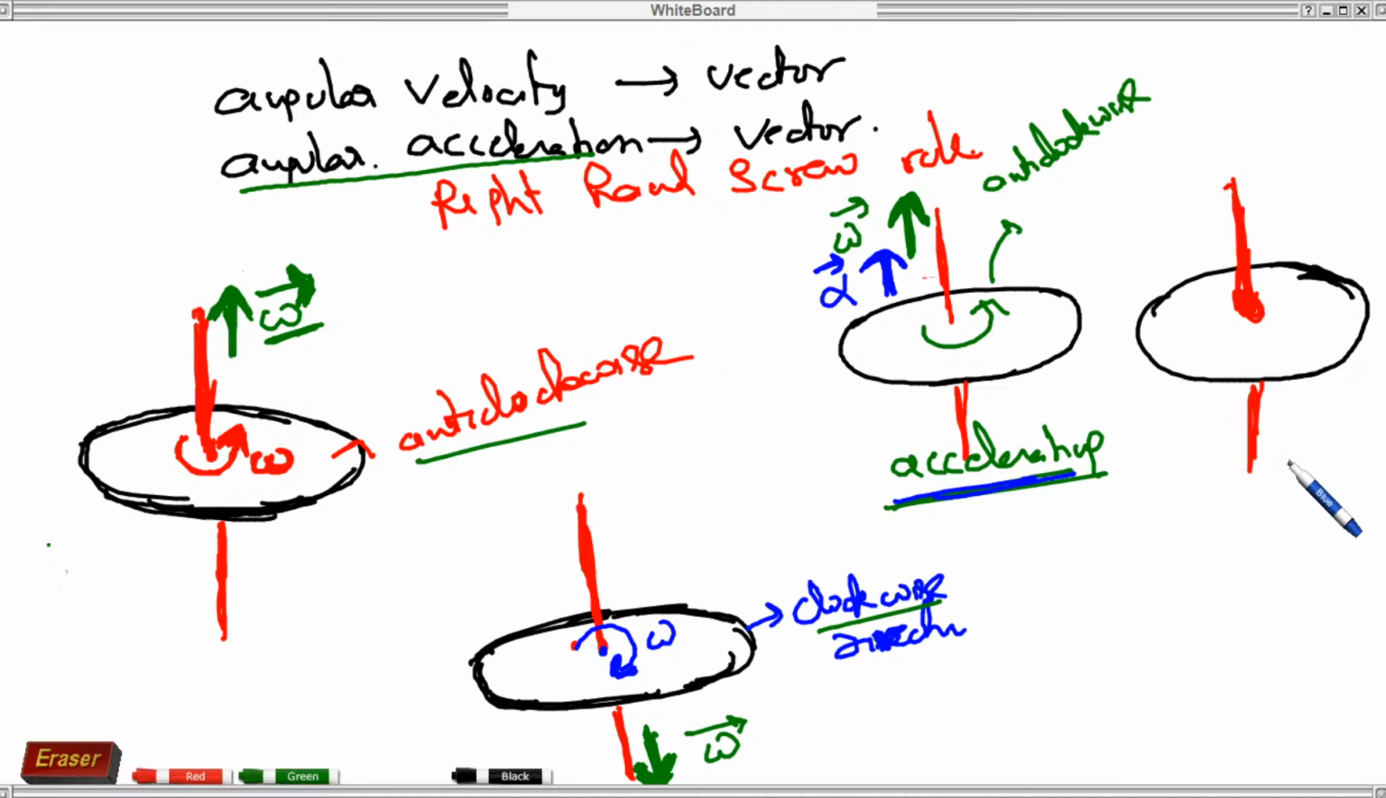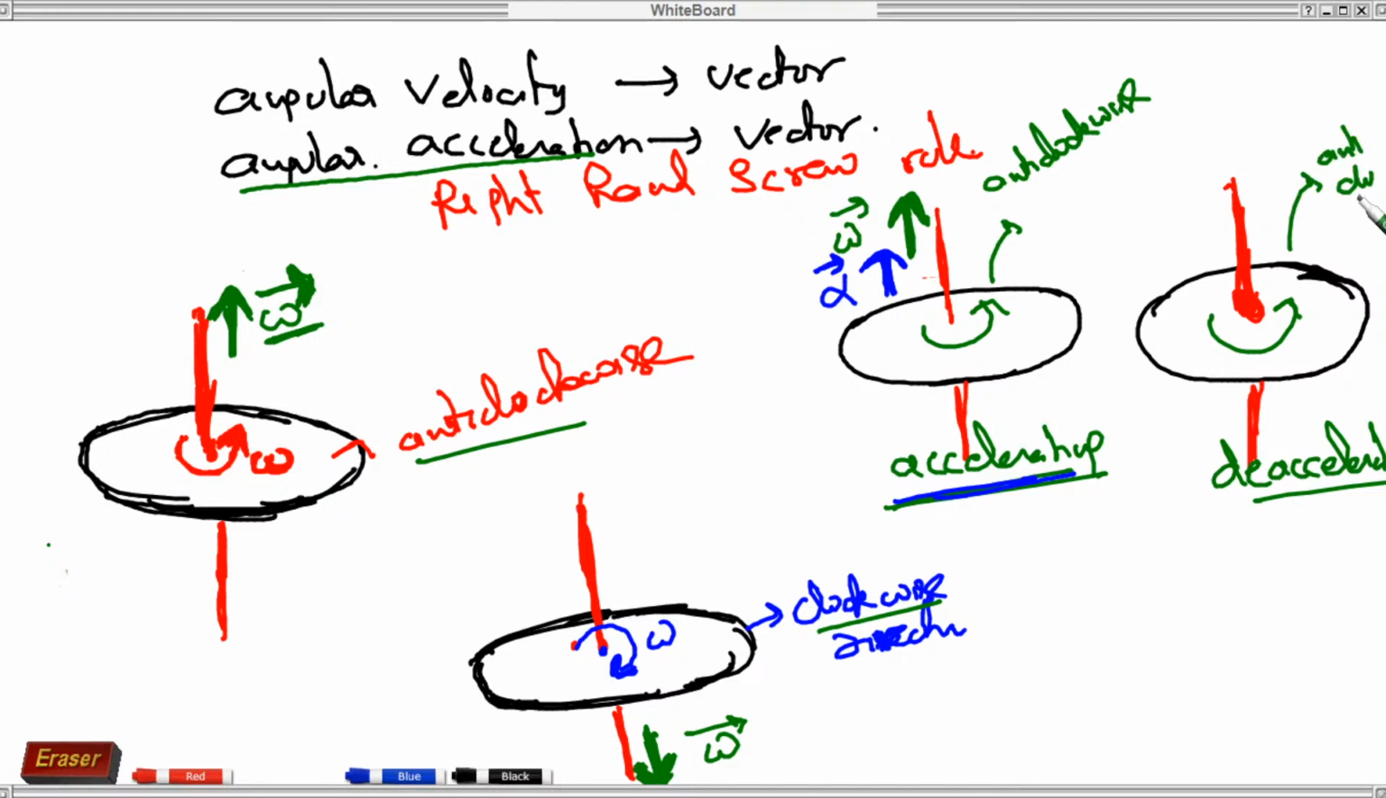Now in this scenario, what's happening here? It's decelerating. What does decelerating mean? The direction is the same, it is anti-clockwise, but here the angular velocity is decreasing. What would be the direction of the angular velocity vector? It will be the same as here.